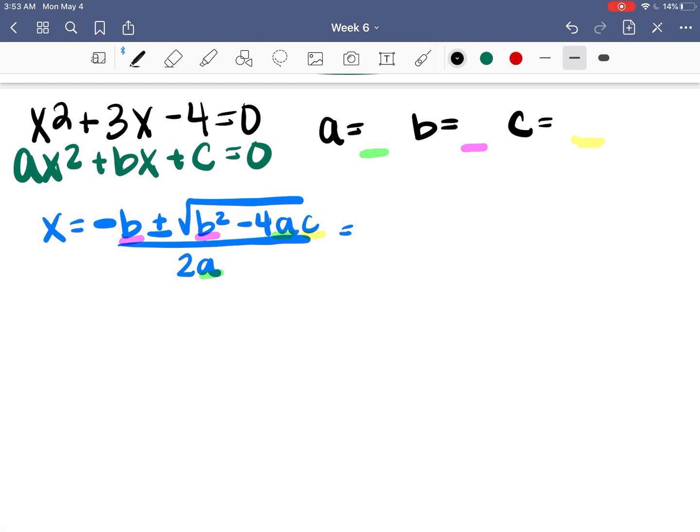And if I don't know what number goes in front of my x, what number do I assume it has? I assume it starts with a 1. So this first term, this a, is 1. Your b is 3, and your c is negative 4. Make sure that you paid attention to these signs here.